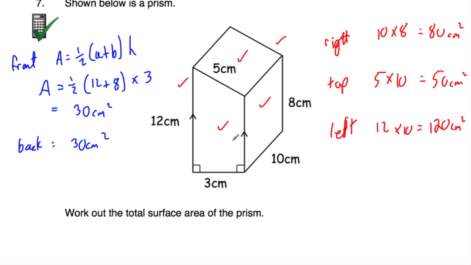So we've now done the left-hand face, and now we're just left with the base. The area of the base will be equal to 3 times 10, because it's a rectangle, and the length of it is 10, the width of it is 3, and 10 times 3 is equal to 30 centimeters squared.